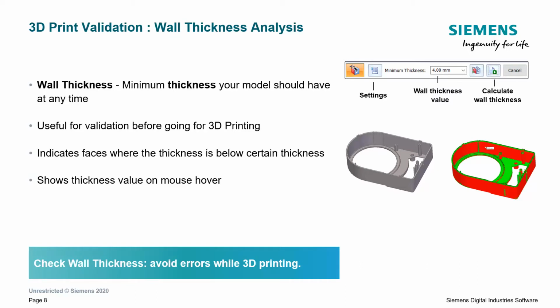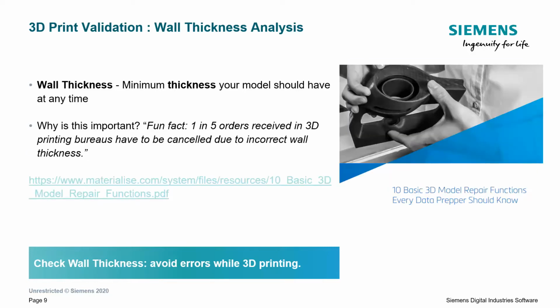One of the new 3D print validation checkers that we have is for wall thickness. We have discovered that thickness of walls is a very important criteria for 3D printing. In fact, 3D printing bureaus report that 1 in 5 orders received cannot be created due to incorrect wall thickness, usually too thin. Checking wall thickness will help you avoid errors while 3D printing.